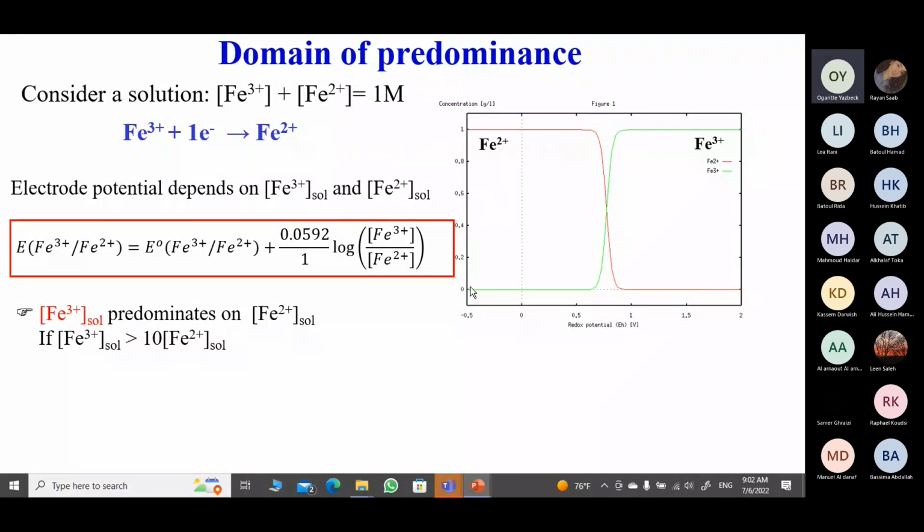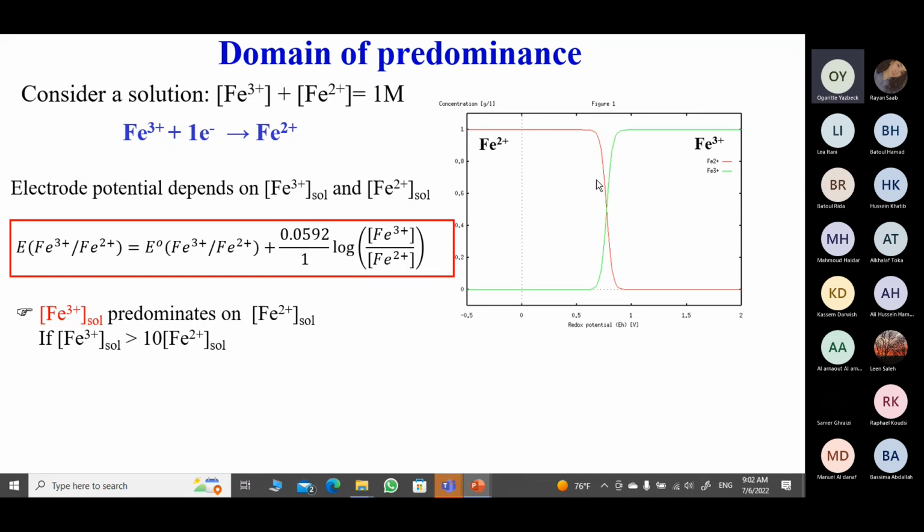Meaning the green is 0 when the potential is low, and it's 1 molar of Fe2+. So we have 1 molar starting here. We start on the Fe2+ and then we're going backwards. That's how the reaction is really starting. We're starting at 0 Fe3+ and at 1 molar Fe2+.